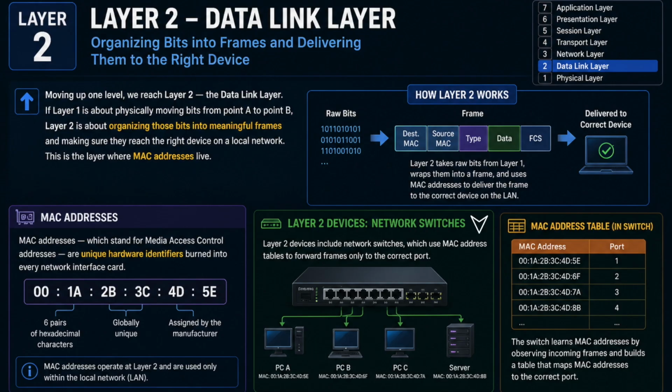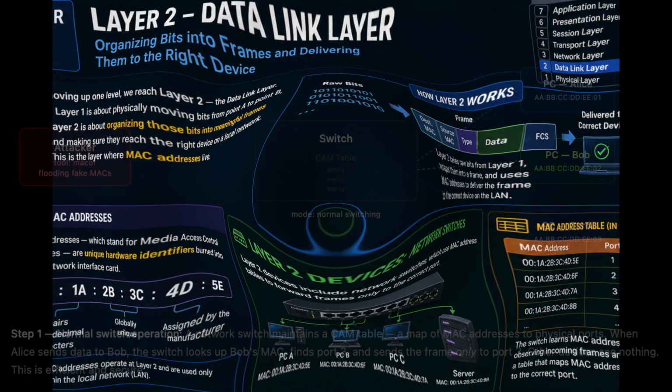Layer 2 devices include network switches, which use MAC address tables to forward frames only to the correct port. The switch learns MAC addresses by observing incoming frames and builds a table that maps MAC addresses to the correct port.